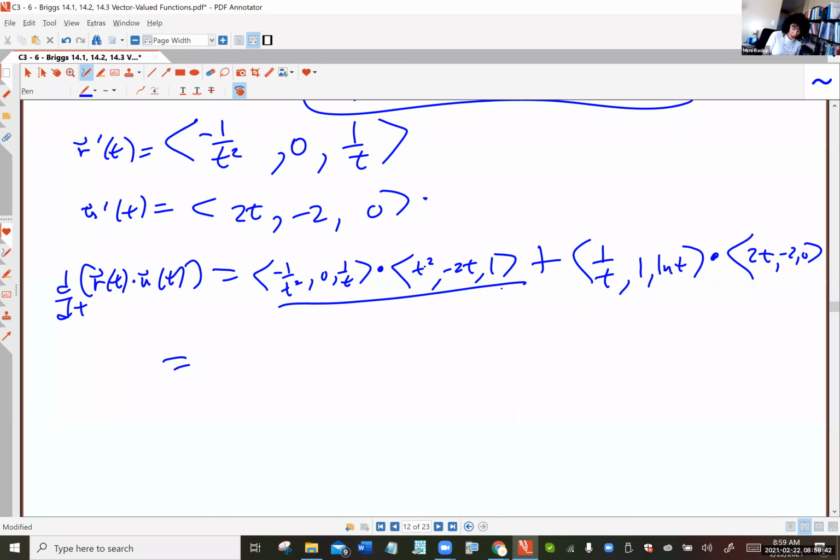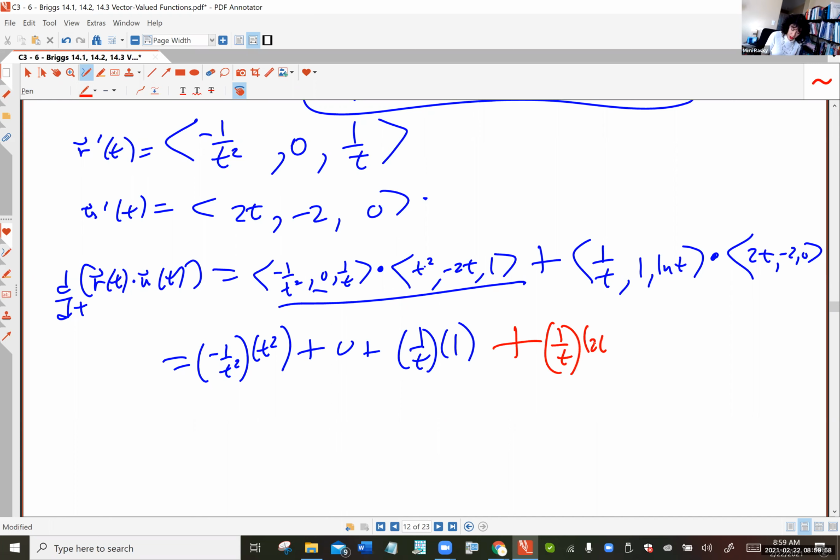So for this first dot product, I'll have negative 1 over t squared times t squared plus, well, 0 times anything is 0, plus 1 over t times 1. And then for the next dot product, I'll have 1 over t times 2t plus 1 times negative 2 plus ln of t times 0. Okay, that's just going to be 0.